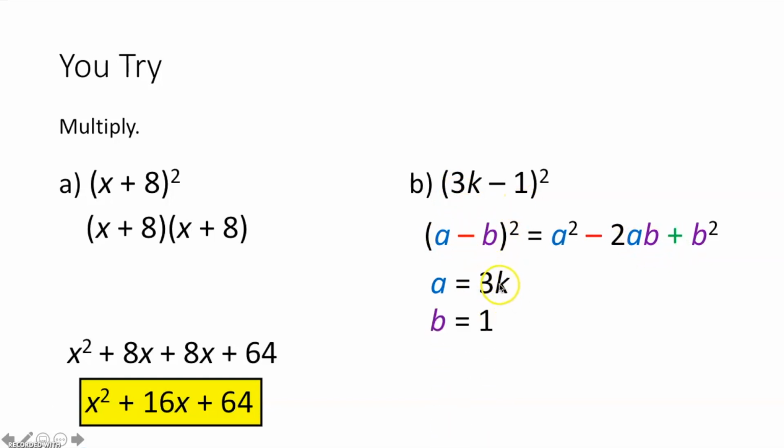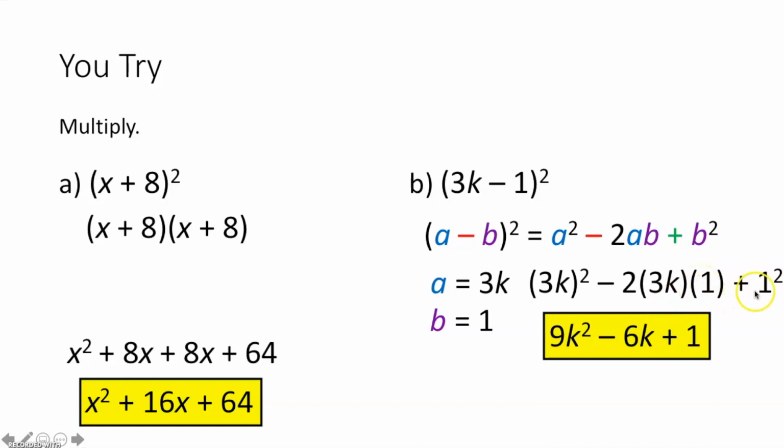So now we plug in 3k anywhere you see an a. We plug in 1 anywhere you see a b. Now what is 3k, the quantity squared? Well, you square the 3 and the k, so you get 9k squared. Over here, 2 times 3 times 1. That's going to give you 6. And then over here, 1 squared is just 1. So now we have our perfect square trinomial.